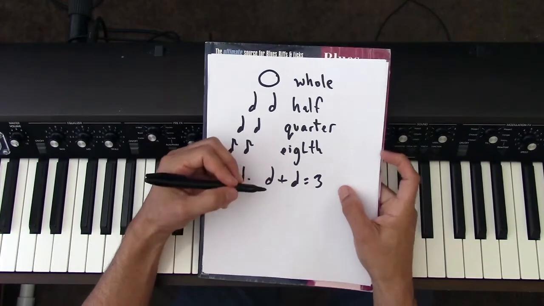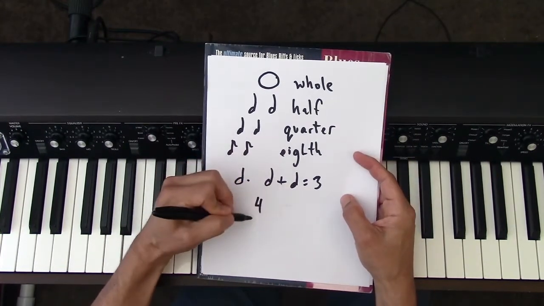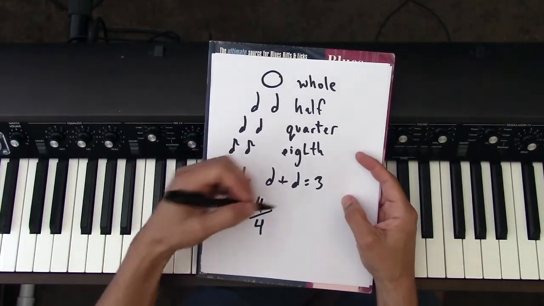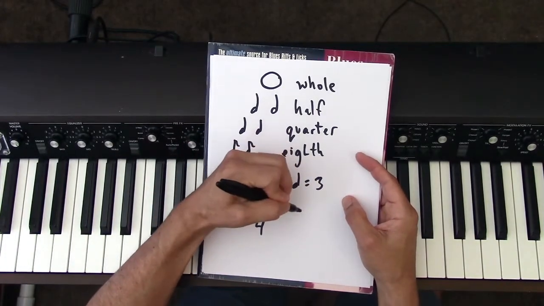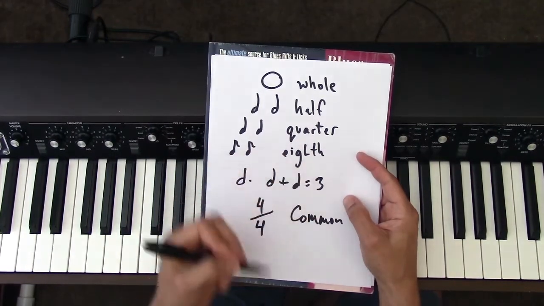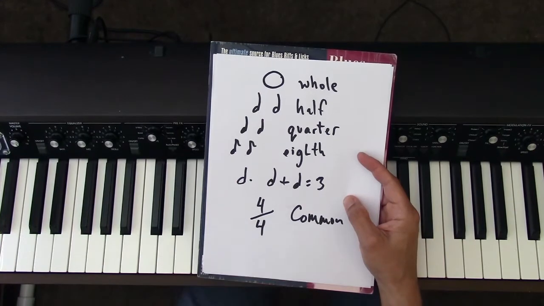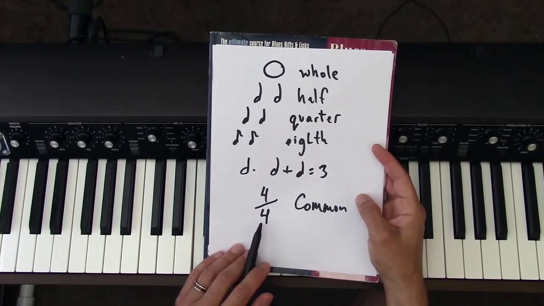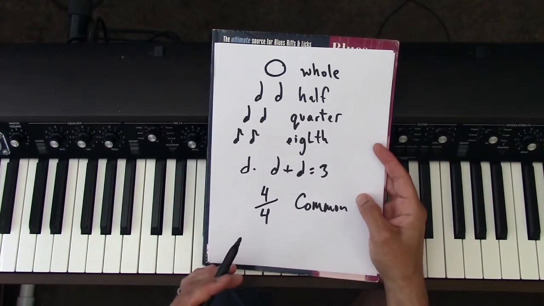Time signatures, you'll see 2 numbers stacked on top of each other at the beginning of a piece of music. The most common that you'll see is 4/4 time. 4/4 time is so common that it's actually called common time. So if you see a C at the beginning of a piece of music, it means 4/4 time. The bottom number tells us what beat is going to get 1 count.